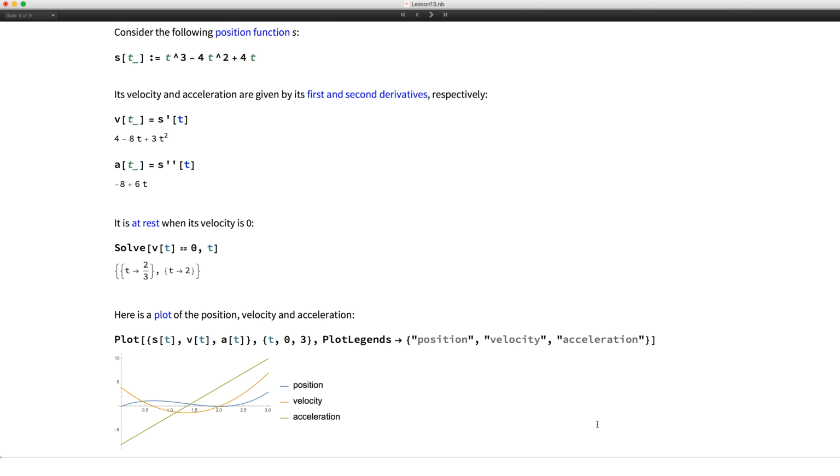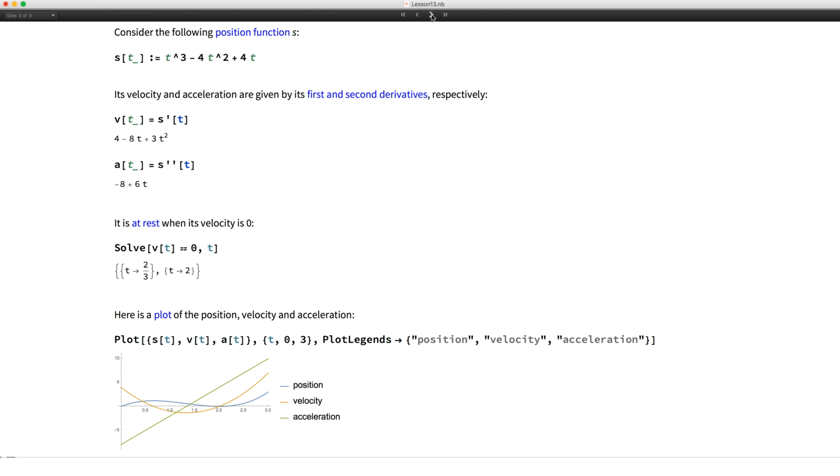And you see that the position is given by the blue graph over here. The velocity is the graph over there, and it clearly intersects the time axis at around 2/3 and 2. And the acceleration is a linear function of time. So the derivative is a very powerful way of studying problems in mechanics.